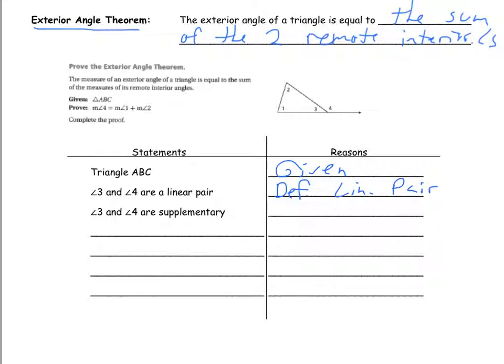Well, the linear pair theorem says that if it's a linear pair, then they're supplementary. And if they're supplementary, then the measure of angle 3 plus the measure of angle 4 is equal to 180 degrees, which is the definition of supplementary angles.